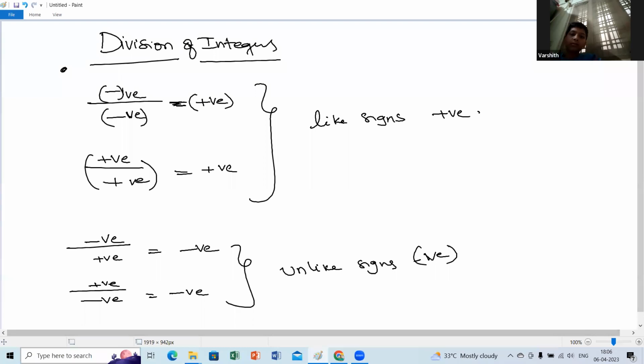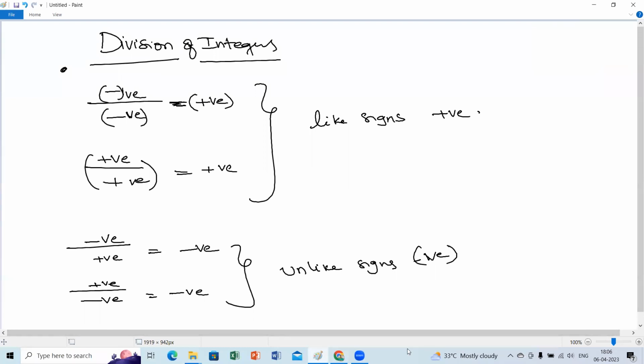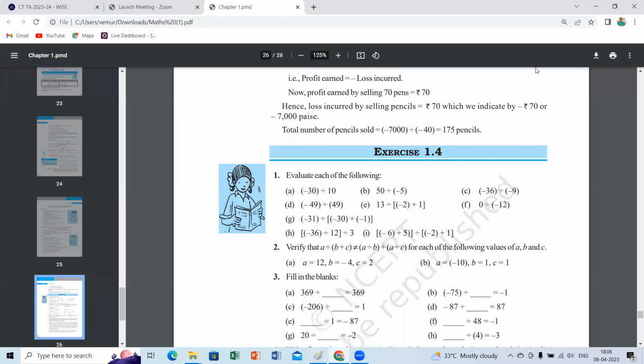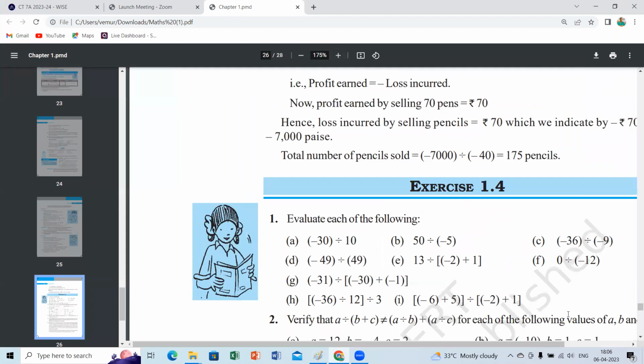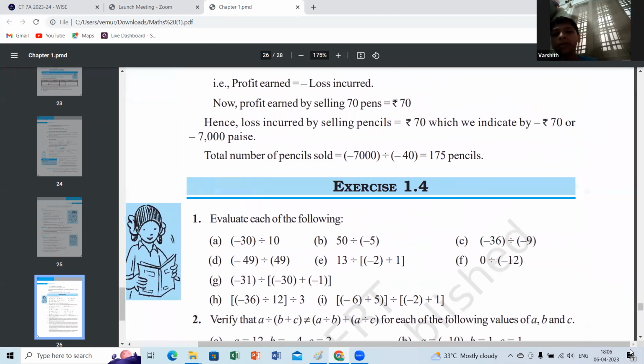Let me go with our exercise part. Now, both of you share the questions and you can do it, children. First, can we start with Varshit? Varshit, are you able to see? Yes, ma'am. Come on, the first two bits. First two, ma'am. Evaluate each of the following.